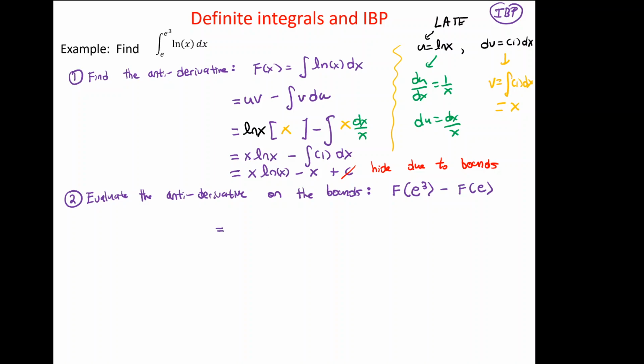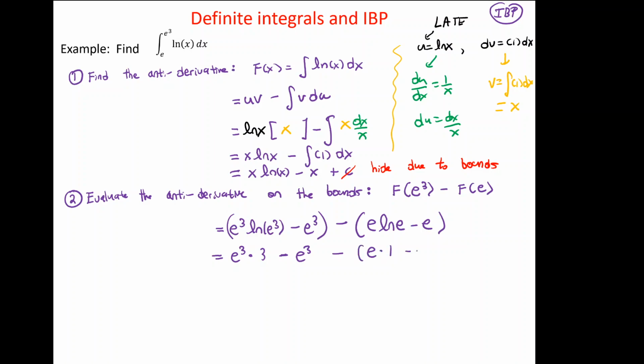So we'll have e to the 3 times the ln of e to the 3 minus e to the 3. So that's the top bound minus the bottom bound, plugging in e. e times ln of e minus e. And simplify. We get e to the 3 times 3 for the cancellation law, minus e to the 3 times 1, minus e times 1 minus e.